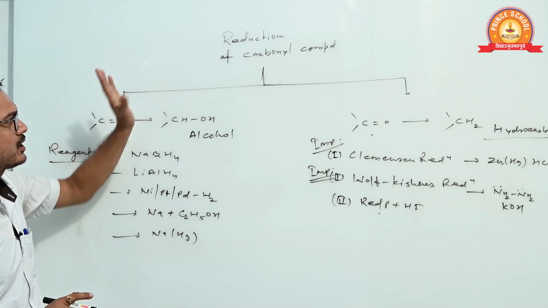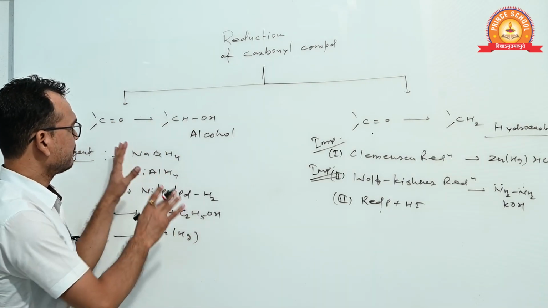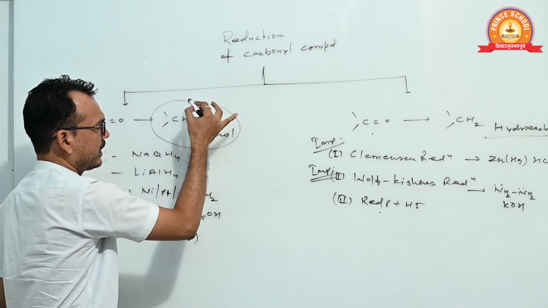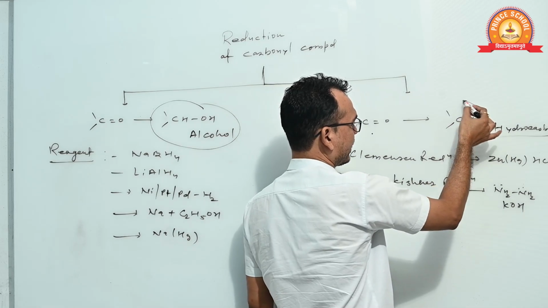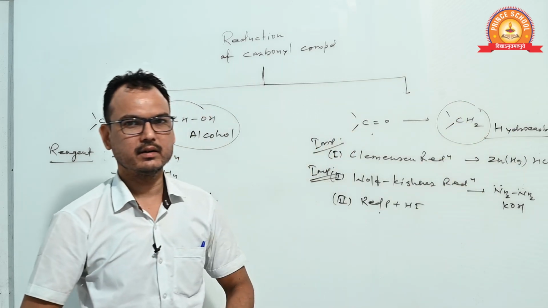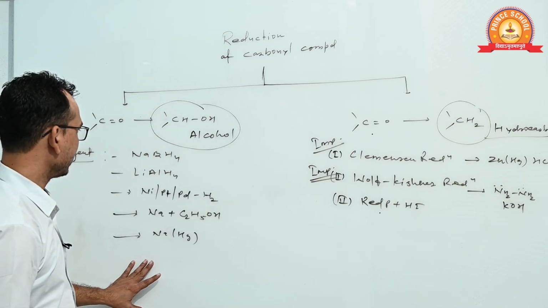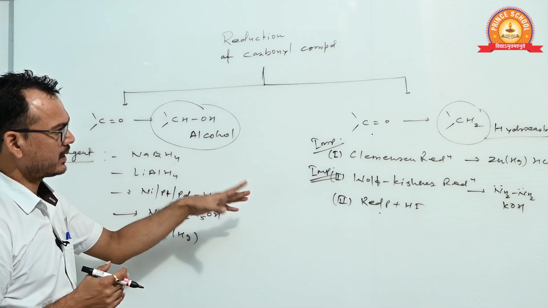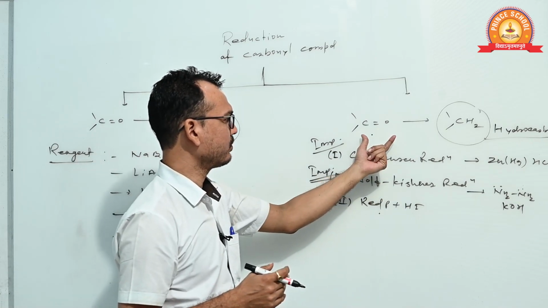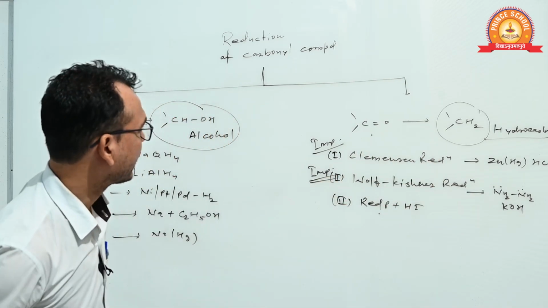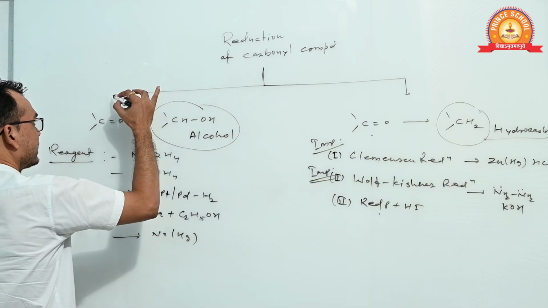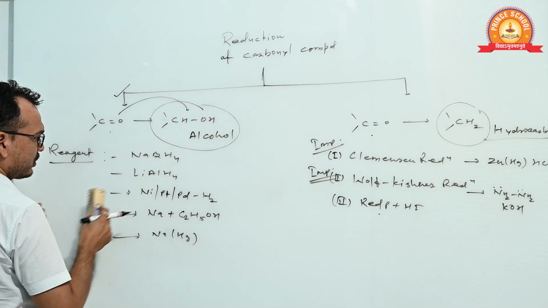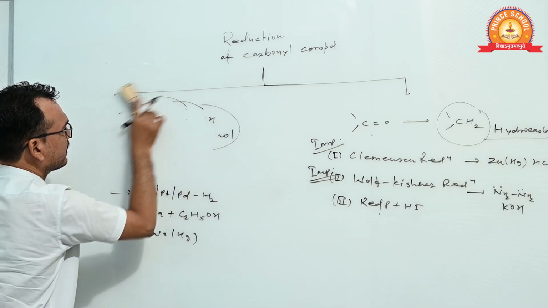And next is the reduction of the carbonyl compound, the way by which we can convert the carbonyl compound into alcohol and hydrocarbon. You should memorize well the reagent which converts the carbonyl compound into alcohol and the reagent which converts the carbonyl compound into hydrocarbon. Let us first consider the conversion of carbonyl compound into alcohol by using different types of reagent.